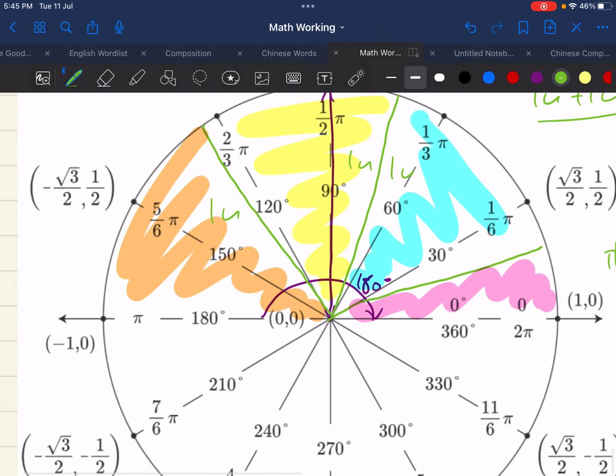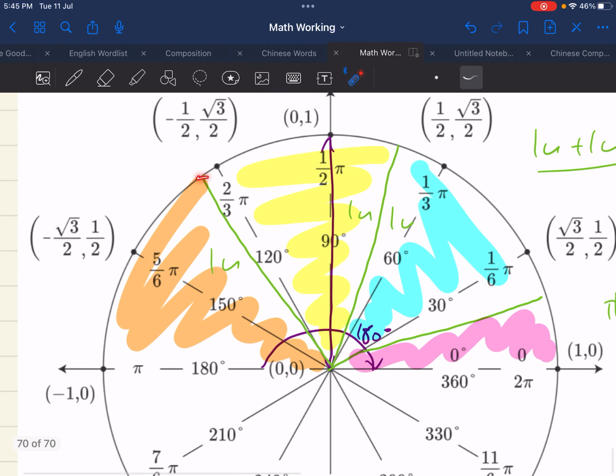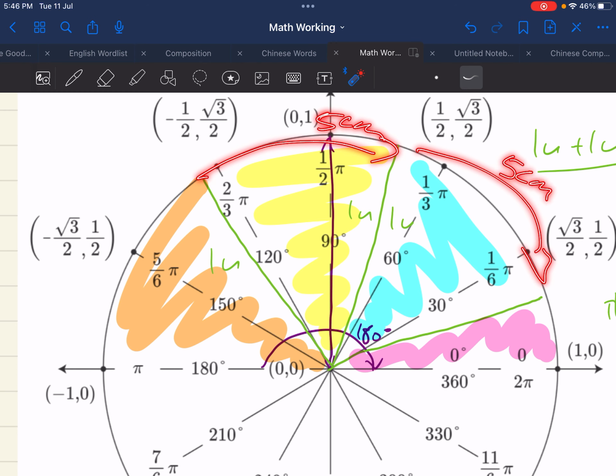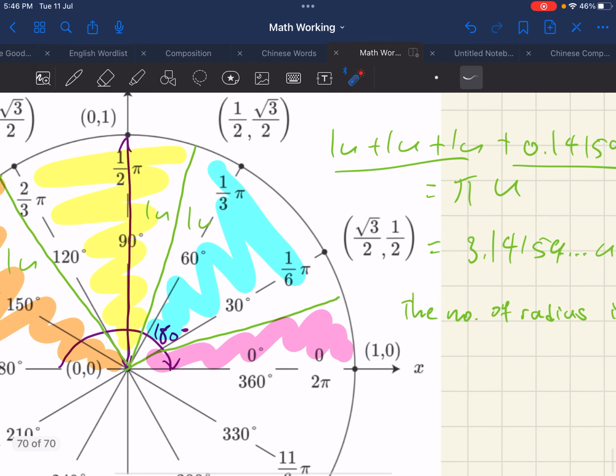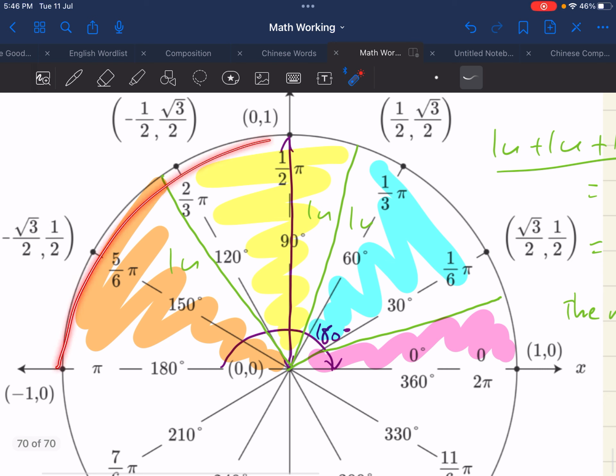Okay, so imagine this radius is 5 centimeters. The rule is that here will be 5 centimeters, and this will also become 5 centimeters. This will also become 5 centimeters, and this length over here will be 5 centimeters times 0.14159. So the total number of radiuses in this half a circle, in a semicircle, is 3.14159 blah blah blah number of radiuses.